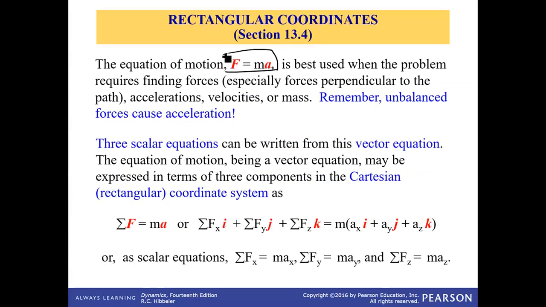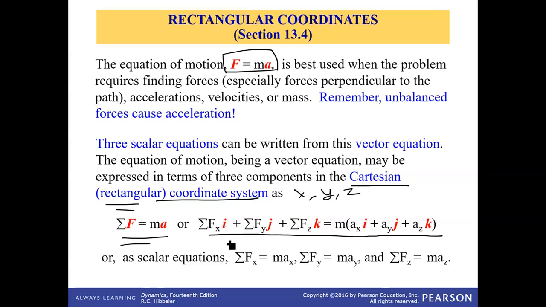Sigma F equal to m a is a vector equation. For this part, we apply that to the Cartesian coordinate system or rectangular coordinate system. We also call this the XYZ coordinate system. So this one vector equation can be split into its components, where sigma F x is the sum of forces in x direction only, multiplied by unit vector i, sum of forces in y direction multiplied by unit vector j, z force multiplied by unit vector k, and then corresponding components of acceleration.